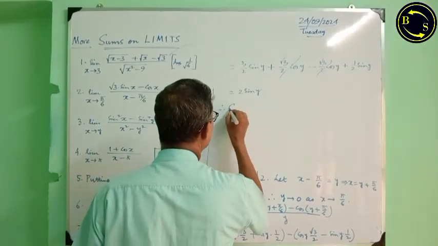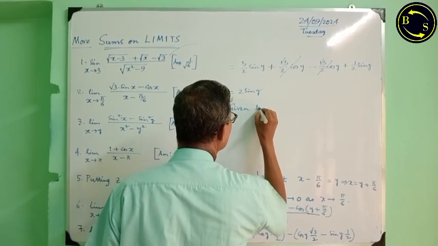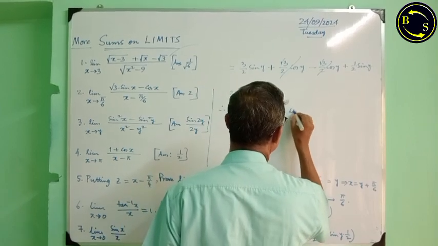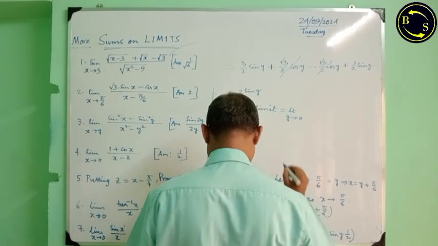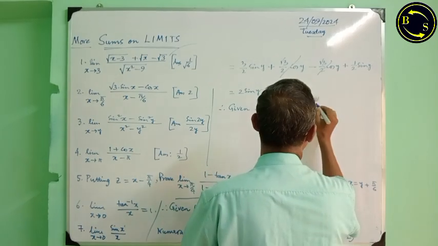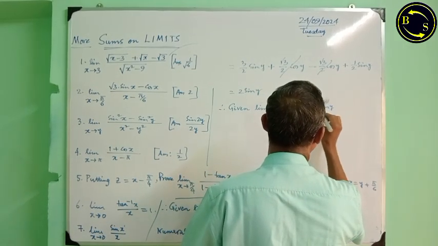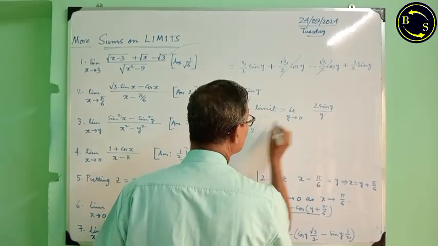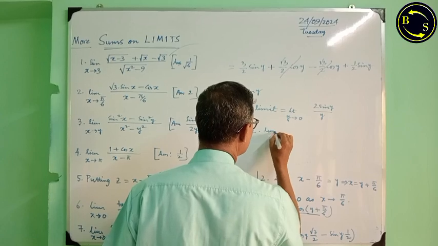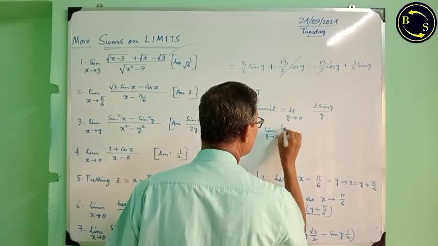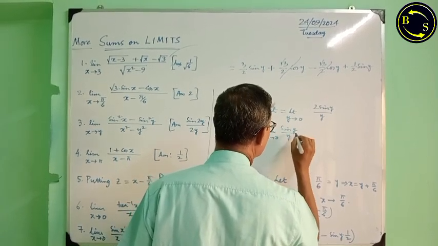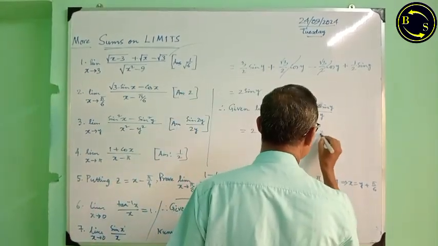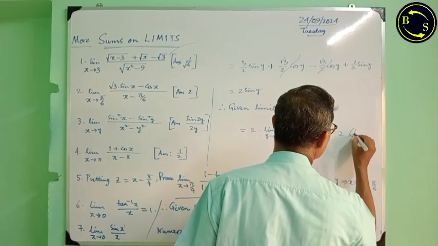Therefore given limit is equal to limit y tends to 0, 2 sin y by y. 2 is constant, limit y tends to 0, sin y by y. This is standard limit. Therefore, finally 2 into 1, that is equal to 2, is the answer.